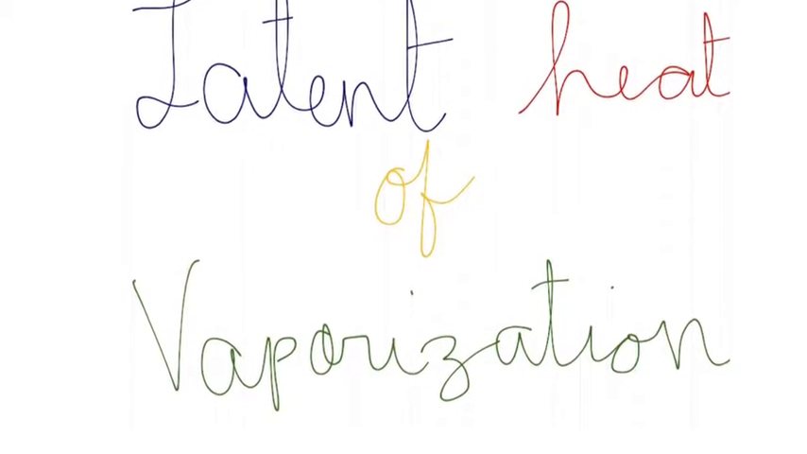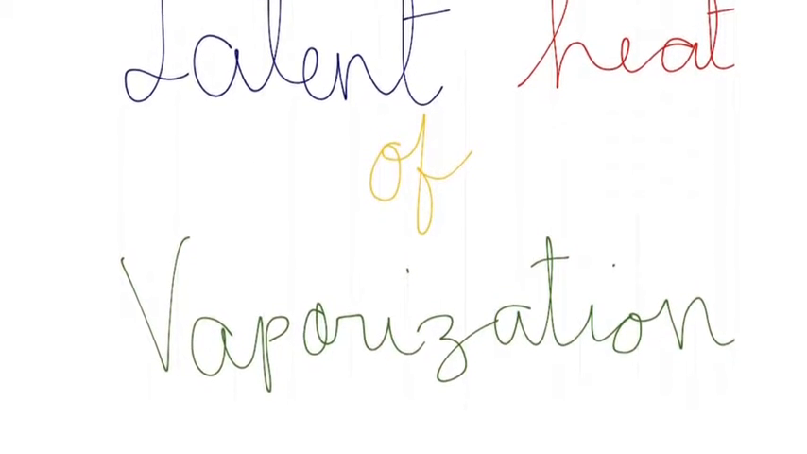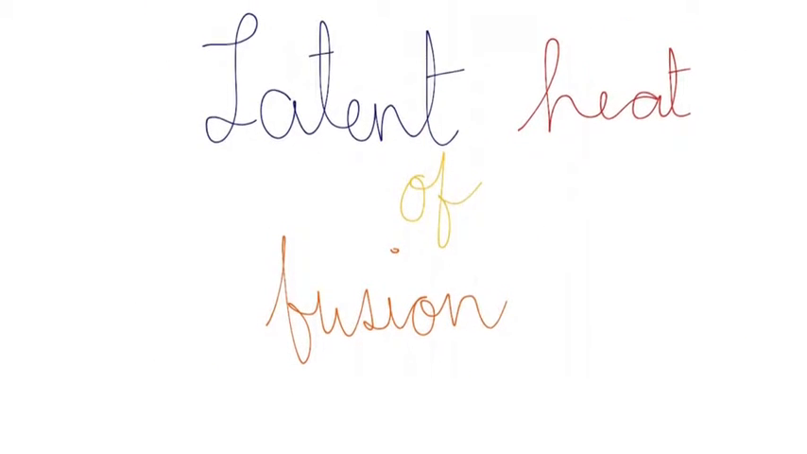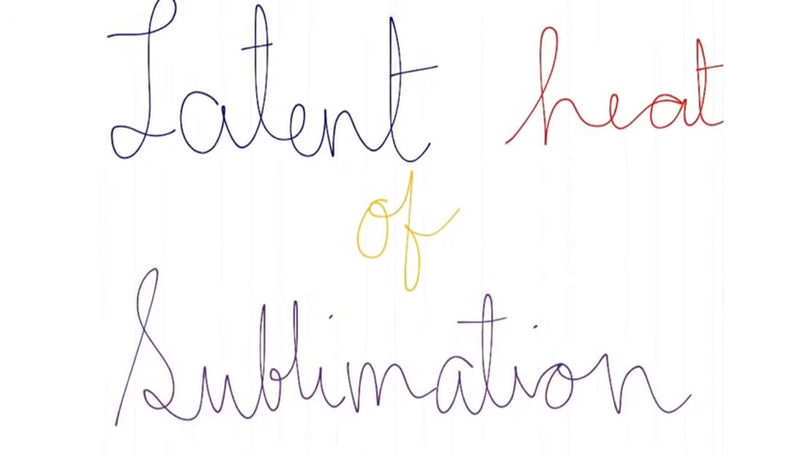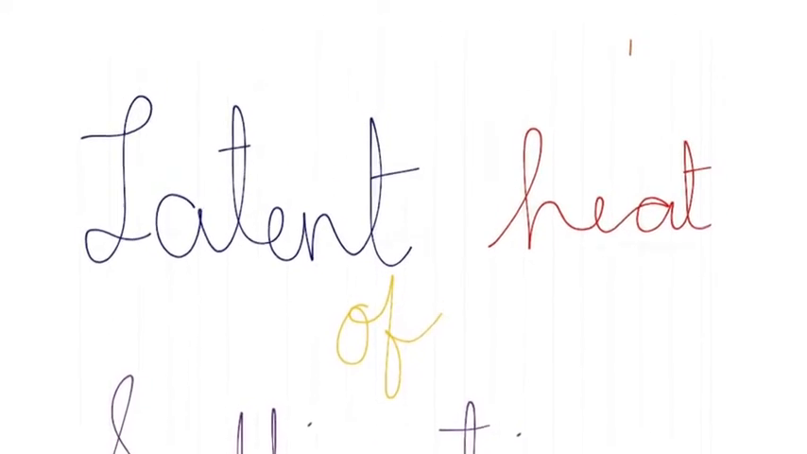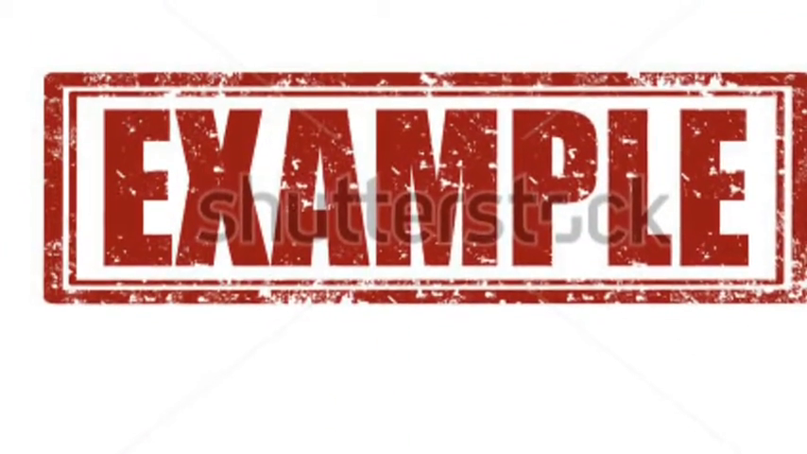The latent heat of vaporization is from liquid to gas. The latent heat of fusion is the change from liquid to solid. While the latent heat of sublimation is the change from solid to gas. Here are some of the examples.